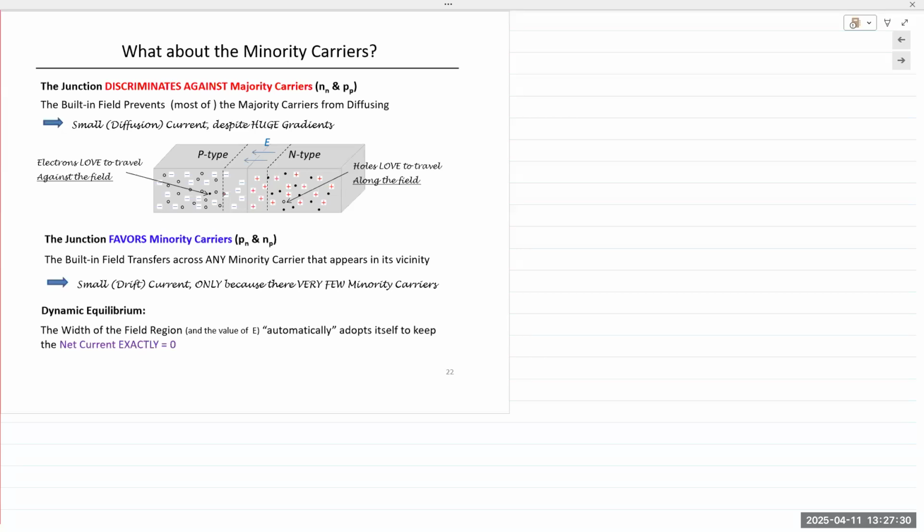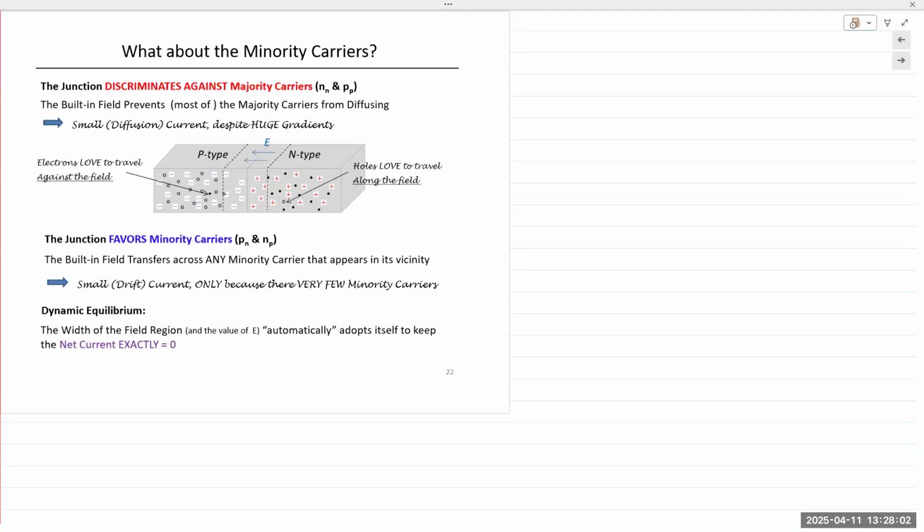So as I was saying, electrons love to travel against the field. Holes want to travel with the field, right? And that's the reason why the built-in electric field is opposing the movement of these carriers. If these carriers cannot cross the junction, there's no current flow. So as it is, if you create a PN junction device and just sit it on the table, nothing is going to happen, which is actually a good thing because we want to control the flow of current, right?